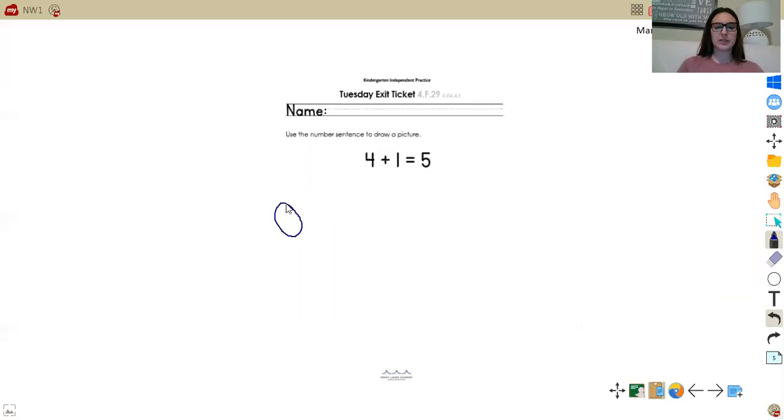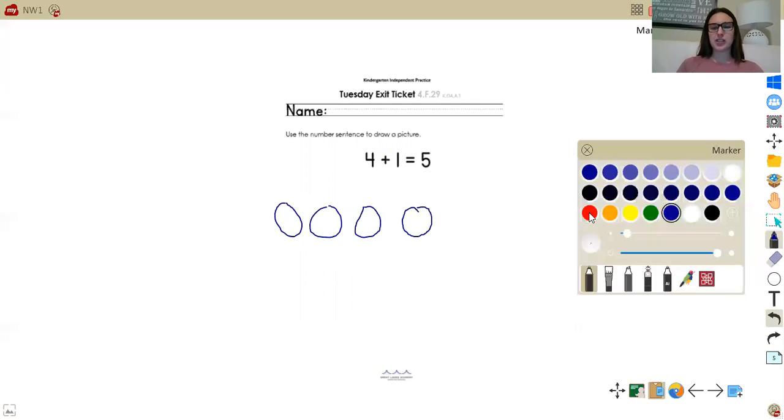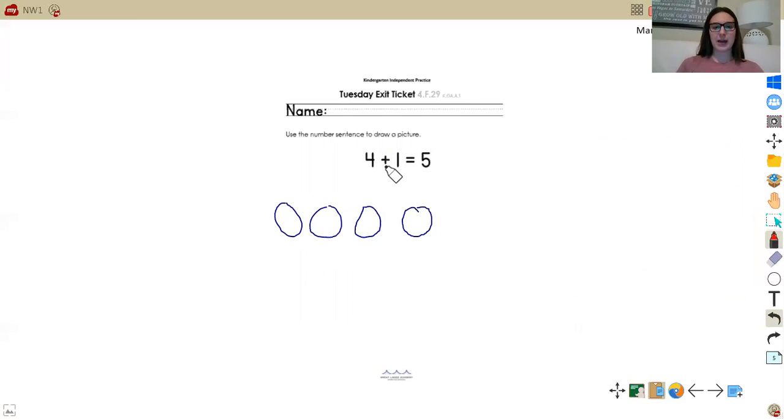So 1, 2, 3, 4. And I'm going to change my color just so I don't get tricked. And then so 4, I already have my 4, and I'm going to add 1 more. So I'm going to draw 1 more circle. And I'm going to double check that this makes 5 because it's telling me 4 plus 1 equals 5. Let's go ahead and label.